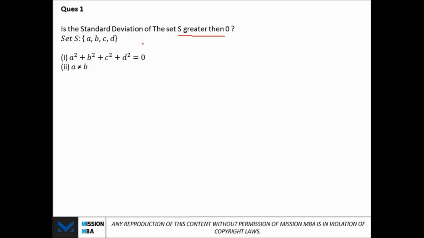Now let's go to the statements. Statement 1: sum of squares equals 0. It tells me that A equals B equals C equals D equals 0, and hence all my numbers are the same. If all my numbers are the same, the mean is the same as well, 0 in this case. Therefore, there is no deviation because all the numbers are equal to the mean, which is 0. So my standard deviation is equal to 0. So this data is sufficient.